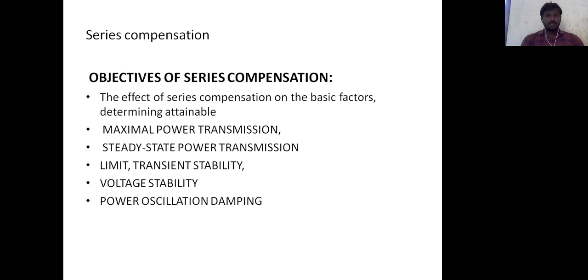What are the objectives of series compensation? The effect of series compensation on the basic factors determining the attainable maximum power transmission and the steady state power transmission limits, transient stability, voltage stability, and power oscillation damping. Those are the objectives of series compensation.